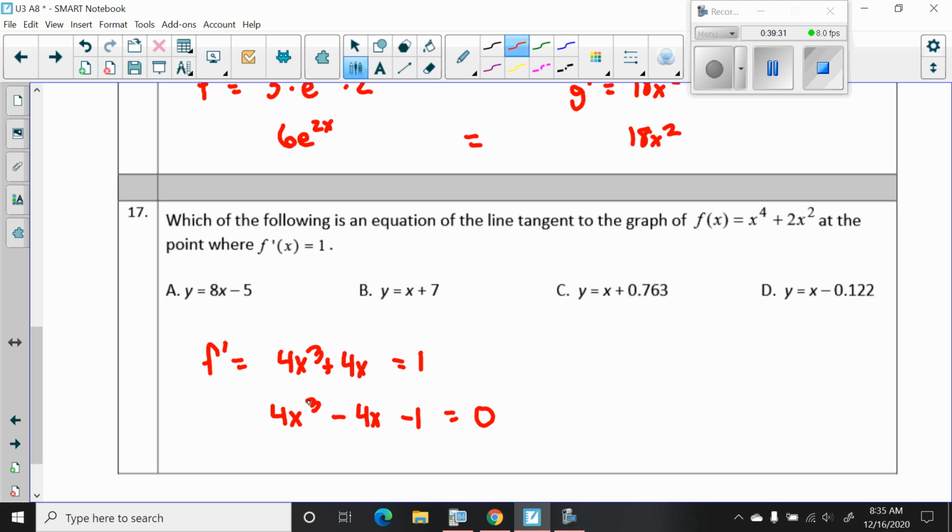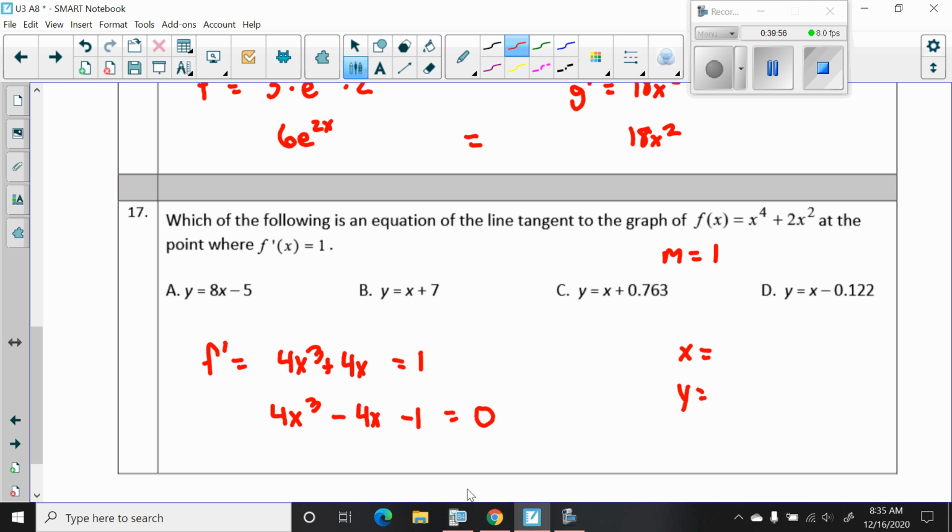If I'm going to solve this, it technically could have 3 answers. The degree is 3, and I want to find zeros, so I've got to go to the calculator and find the zeros of this. Once I have that, I'll have the x value, because we already have the slope, right? The slope is 1. And once we have the x value, we can plug it back in and find the y value.